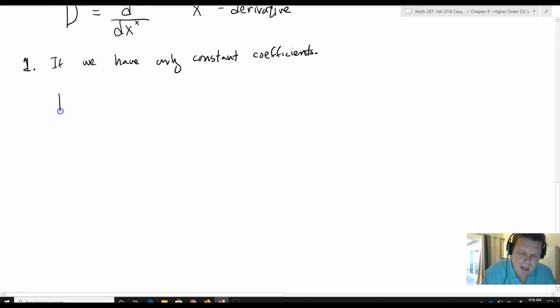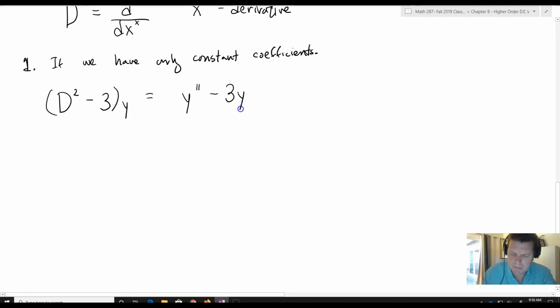So let's say, for example, I have D squared minus 3, and we're going to take this, and let's say it's D squared minus 3 applied to y. That's going to be the second derivative with respect to y minus 3y. So basically we're going to take the second derivative with respect to y, and then subtract 3 times that particular function y. And that's basically how the differential operator works.